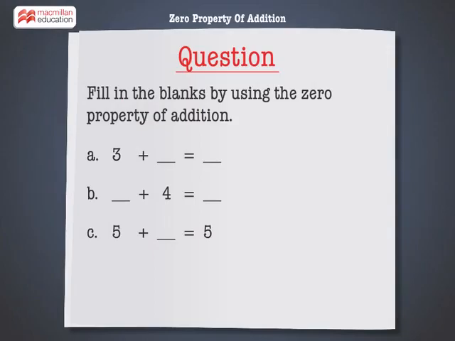Fill in the blanks by using the zero property of addition. 3 plus dash is equal to dash. Dash plus 4 is equal to dash. 5 plus dash is equal to 5.